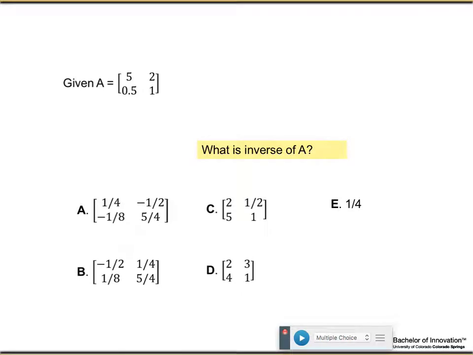Okay, another inverse question. Given A is the matrix here, what is its inverse? Try and do this one on your own.